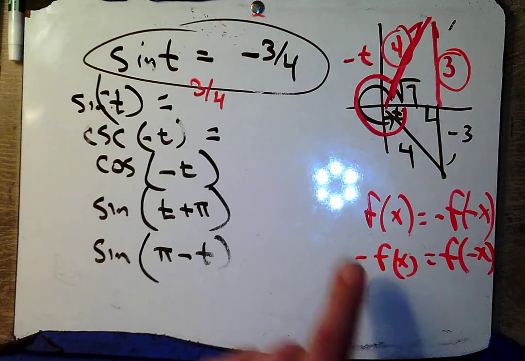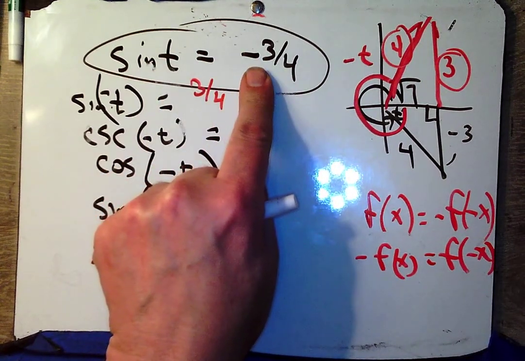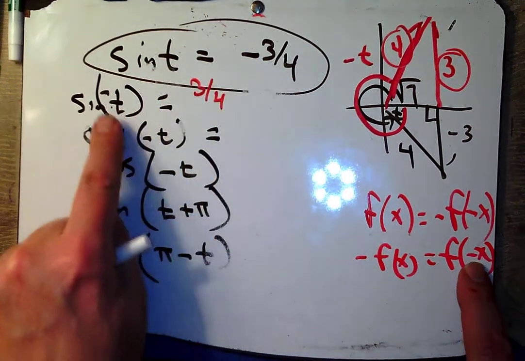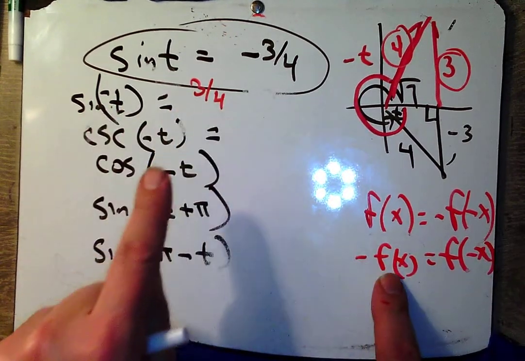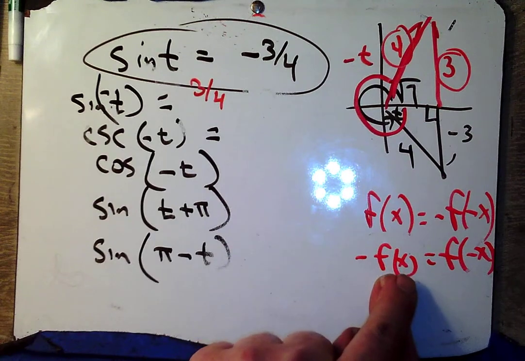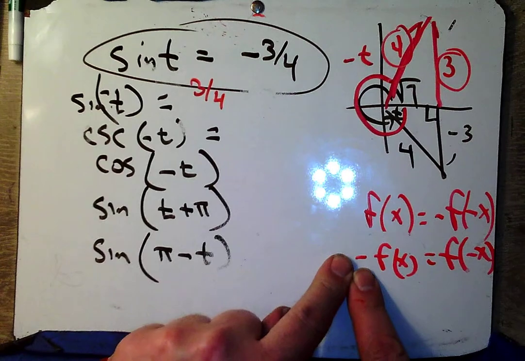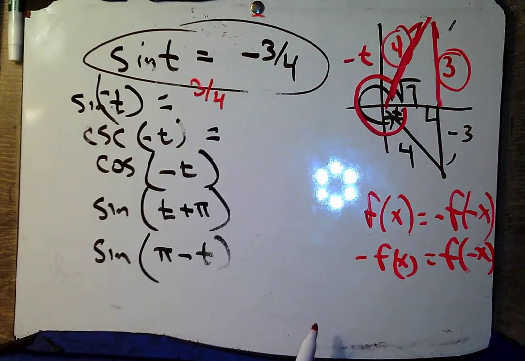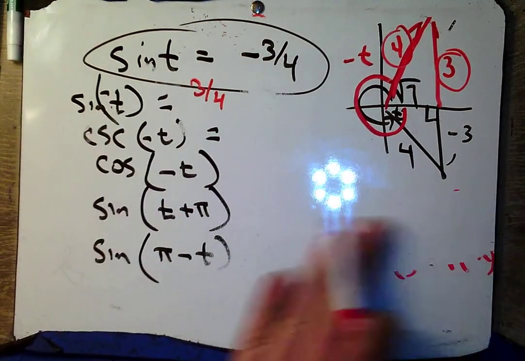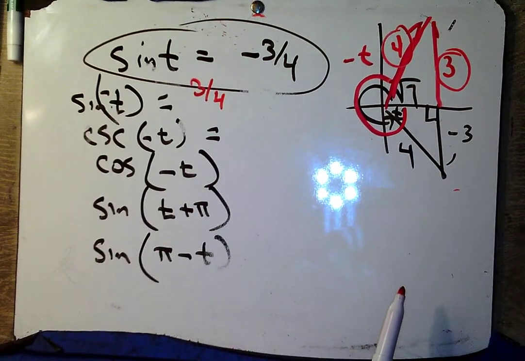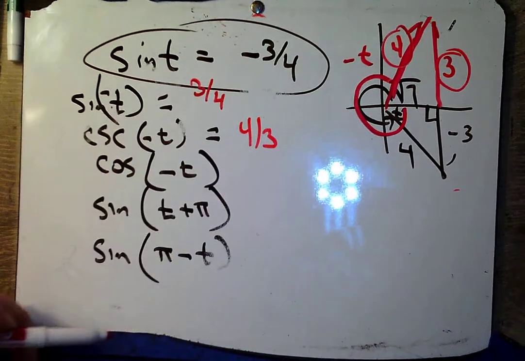Okay, so we plugged in a t, we got out a negative 3/4. So when we plug in a negative t, we're going to get out the opposite of what we got from plugging in the positive t. Originally, we got negative 3/4, so I'm going to multiply that by this negative, and now I have a positive 3/4. This is sort of an algebraic way I can understand these questions, but I can also understand these questions visually. Cosecant is just the reciprocal of sine, so I'm going to go with that.